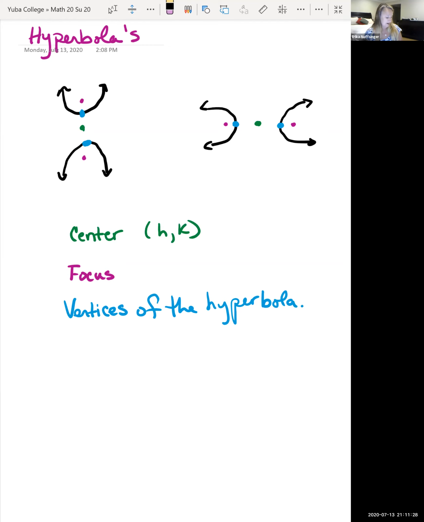I've been skipping each time, giving you the definition centered at 0, 0. I've been just jumping in and putting in the center of these conic shapes being at any point, H, K. Okay, so terminology, they call this axis that joins these vertices the transverse axis.